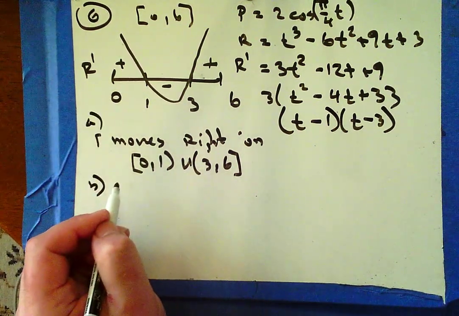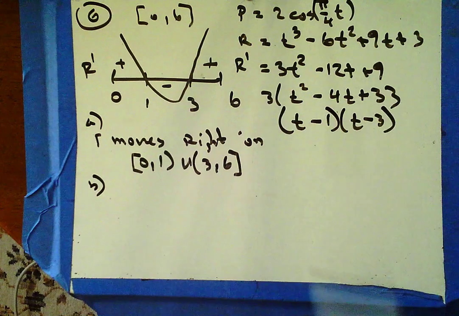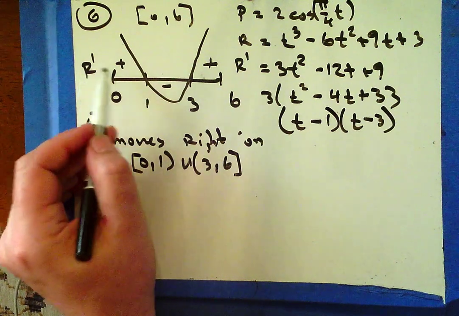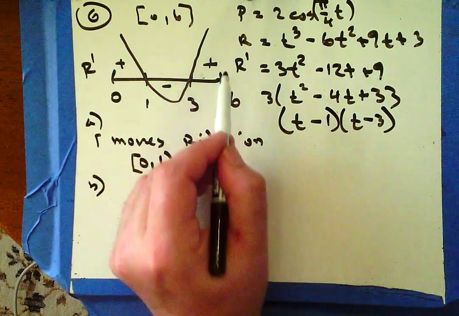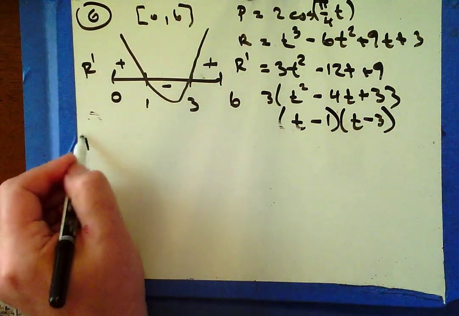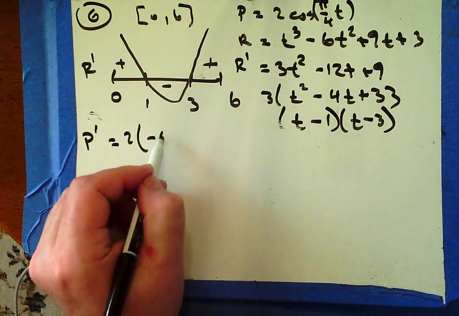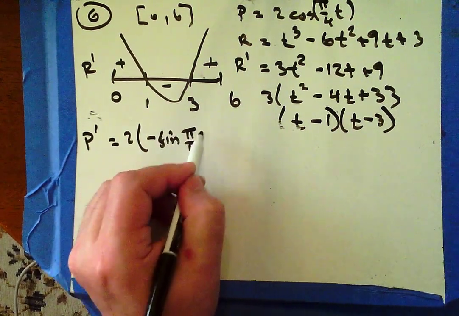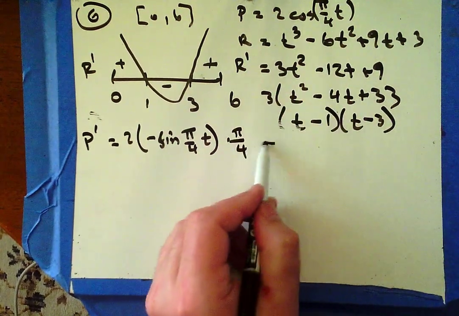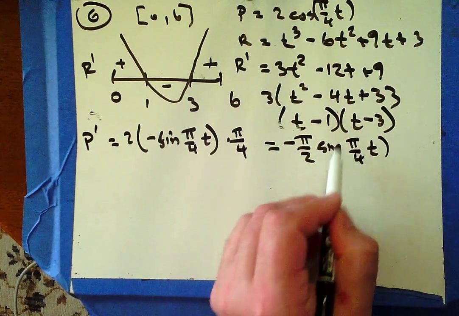Part B. Find all the times which the two particles travel in opposite directions. Well, I know by looking at the velocity of r that r is traveling to the right, and then to the left, and then to the right. And so maybe what I want to do is do the same thing for p. Let's look at p prime. That's going to be 2 times negative sine pi over 4t times the derivative of that inside function, pi over 4. And so we get negative pi over 2 sine pi over 4t.